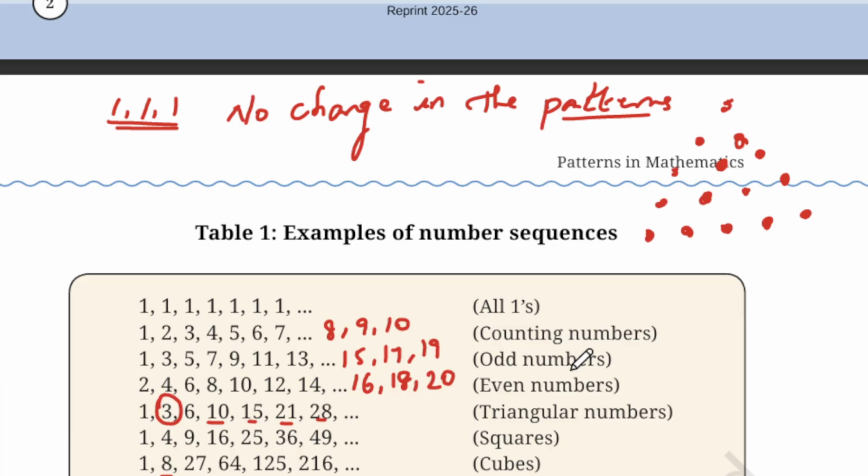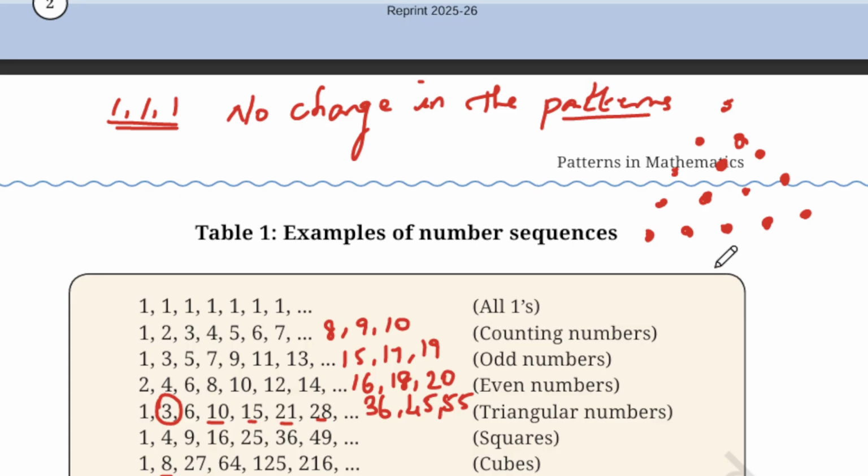So what would be the next 3-digit number? The next 3-digit number is 36. So 36, 45, 55, and I'll tell you how that comes. 36, 45 and 55. I'll tell you the simple rule of it so that you can easily understand.